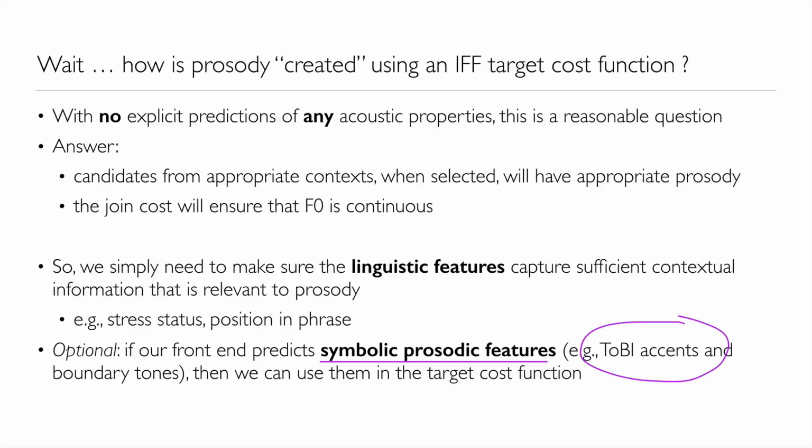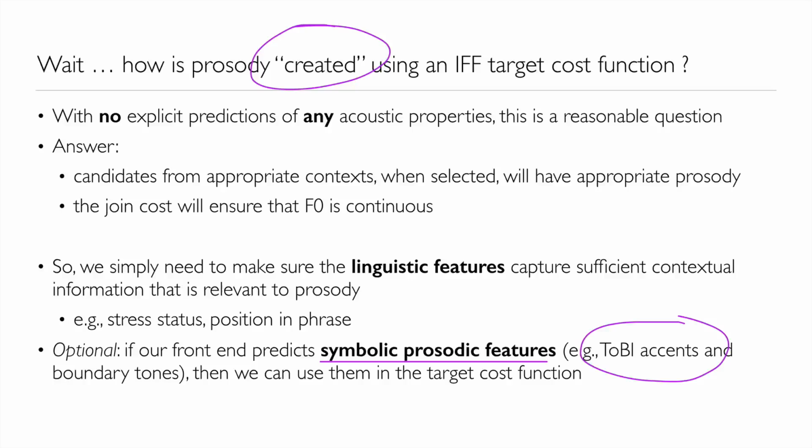But what if we don't have that? What if we don't explicitly mark up prosody, even symbolically, on either the target or the candidates in the database? How on earth will we get any prosody at all? How is prosody created using such a cost function? Well, very simply, by choosing candidates from an appropriate context, for example, phrase final, we'll get appropriate prosody automatically. That's the same principle that we'll use to get the correct phonetic co-articulation or the correct syllable stress. We'll get prosody simply by choosing candidates essentially from the right position in the prosodic phrase.